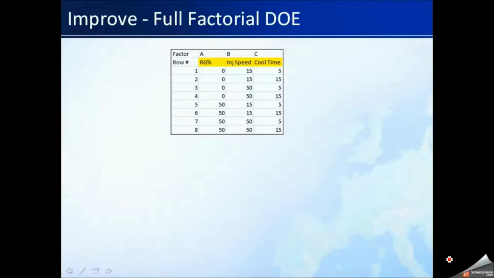So there's the DOE. Again, the pattern is important. They've reduced the high and the low down for regrind. So previously the high was up at 100%. They've decided to bring that in, and they've just gone to 50%, which is more likely to be what gets used out in production. So they've changed the design space slightly in the second experiment.